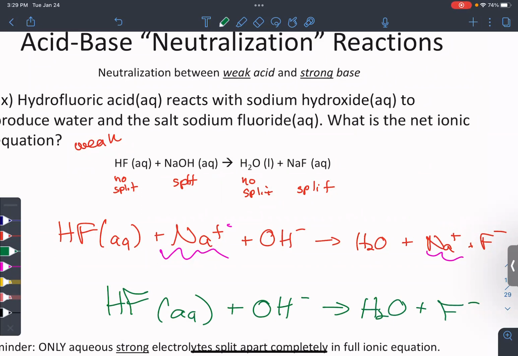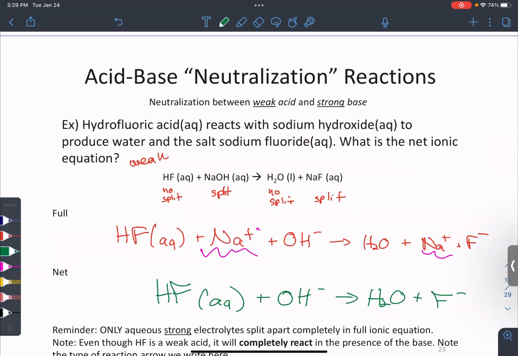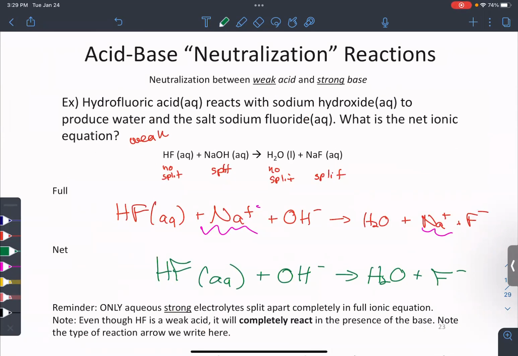All right, so this is a small detail, and it's still an acid-base neutralization reaction because we're forming water. The only difference is that HF, the acid component, is a weak acid, so it has to stay together in the net ionic equation. All right, so there we go.